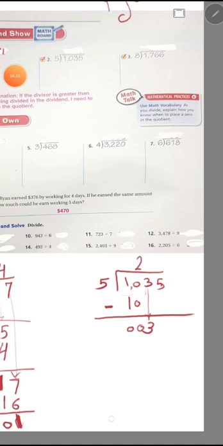I want you to focus on this idea very well. Look, I have here 3 in the tenths digit. That means this is 3 tenths, and I want to divide it by 5. So 3 tenths divided by 5. Can I divide 3 by 5? No, because 3 is less than 5. That means I can't divide it.